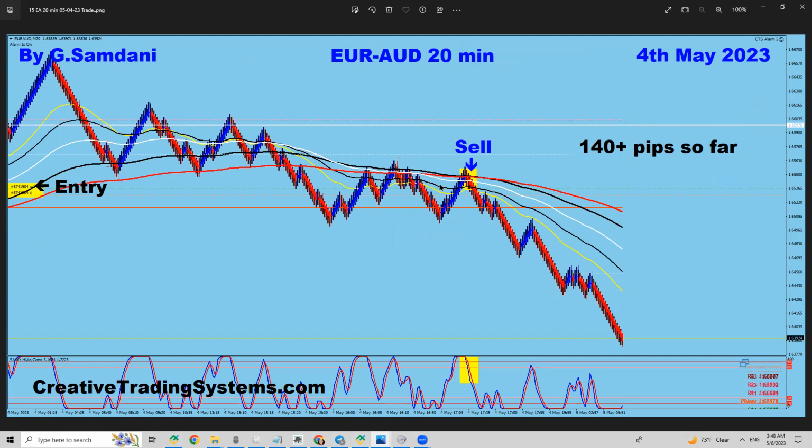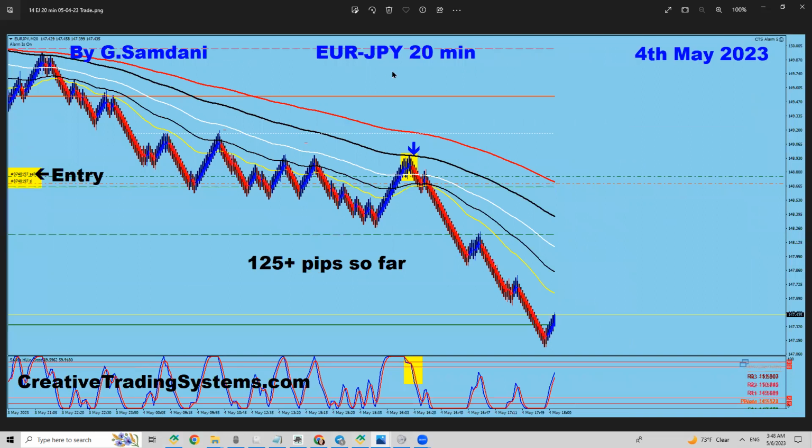Yellow is below the black. This indicator is all the way top, all the way high, turning to the downside. Price is making a lower high. Blue candle turning red, and I open the trade. Same thing here, EURJPY, 125 pip. I know you got the idea, right?